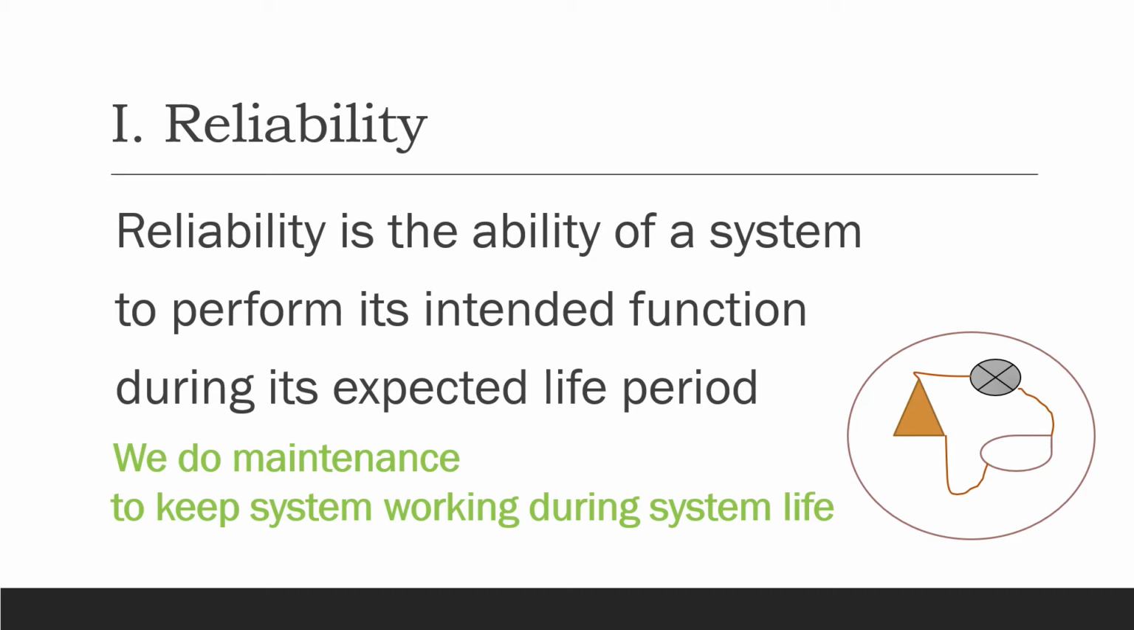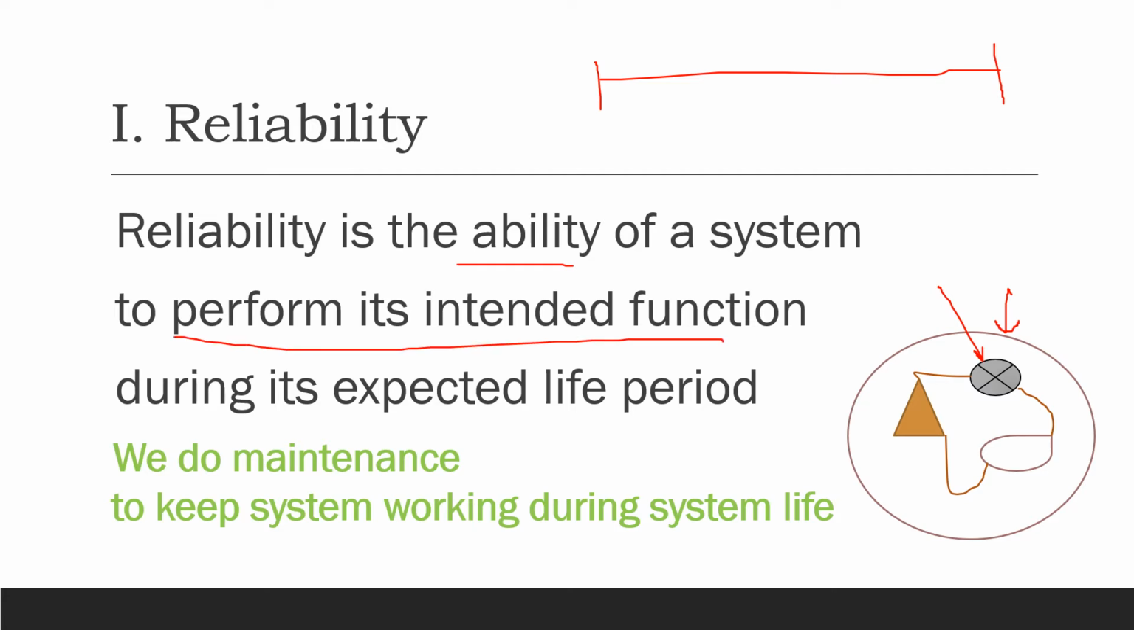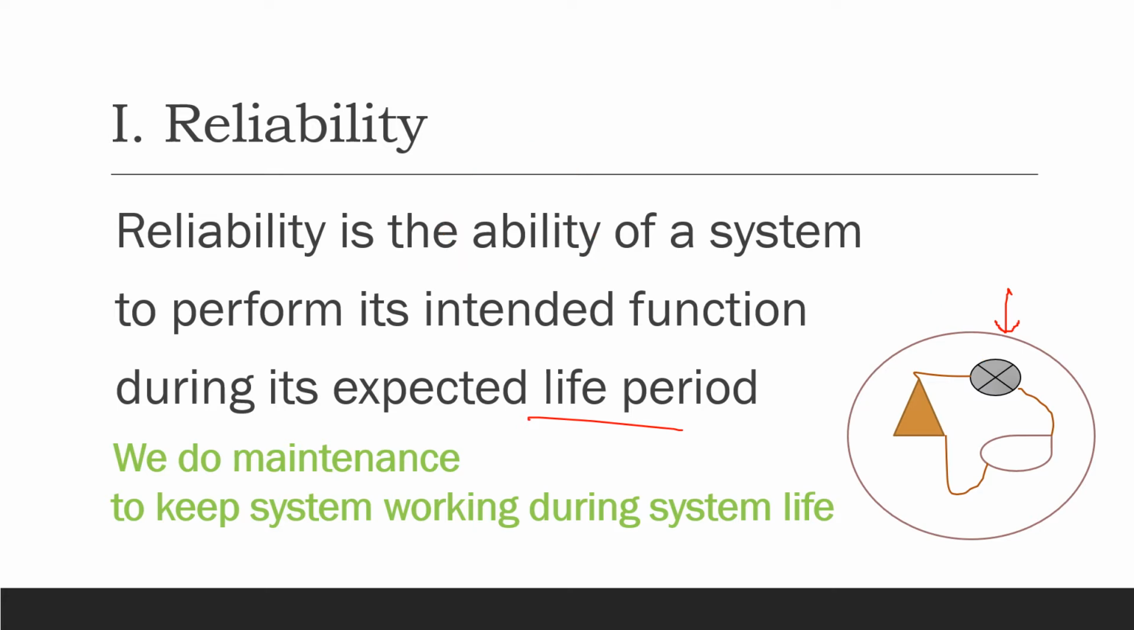So we do maintenance to keep the system working, but only during the system life. The system cannot go beyond its predicted life, and each component cannot go beyond its predicted life either. So life is important. Dealing with the system life, you're dealing with the life of each component in that system. Again, reliability is the ability of the system to perform its intended function, and you want to keep that ability going to the end of that life. So we will maintain.